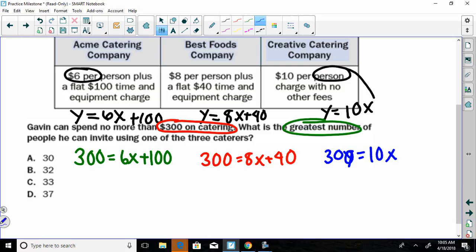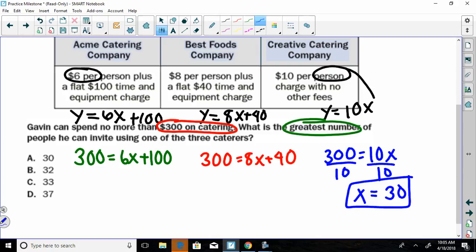So I'll start with this one. How do I get X by itself? Right here, that's divide by 10, and what do I get? X equals 30. So that one, only 30 people or less can go. What do I do for the second one? Subtract 40, and I get 260 equals 8x. Then what do you do? Divide by 8. And what do you end up getting?